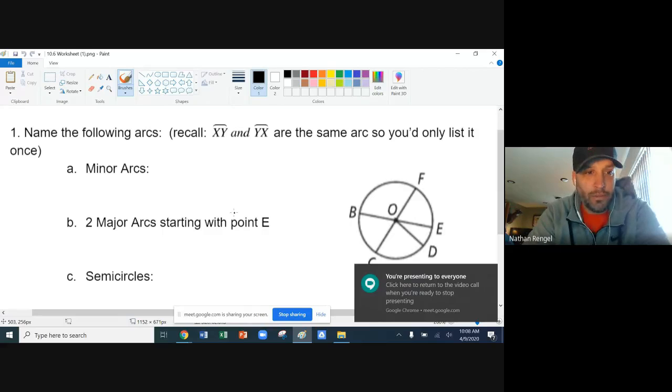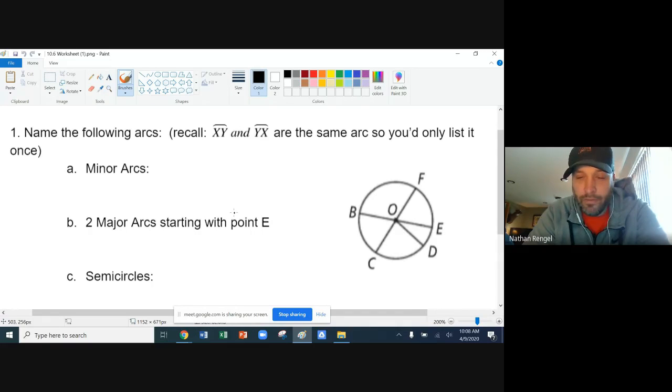So I want to just clear up a couple things about arcs. We are starting to look at circles, and we'll continue looking at circles in chapter 10, 11, and then chapter 12. We'll start using a lot of these ideas with arcs again as we get into chapter 12. So we're going to name the following arcs and recall that XY, YX, if they're just written backwards like that, they're the same arc, so you don't need to list that arc more than once.